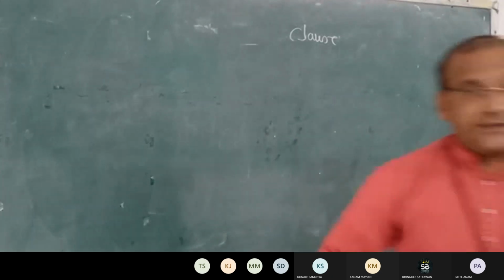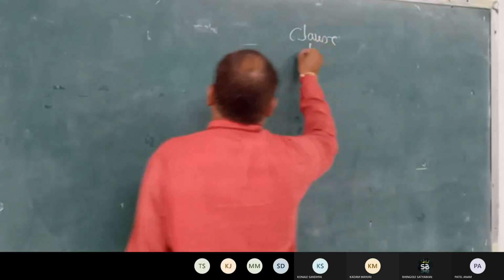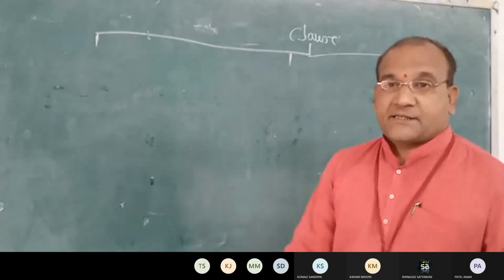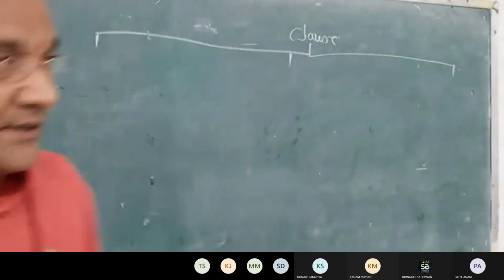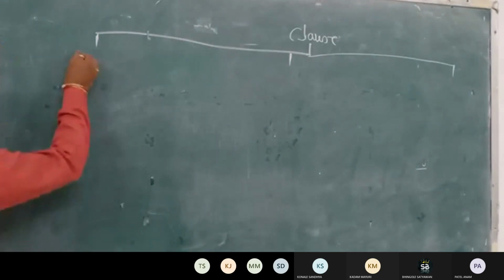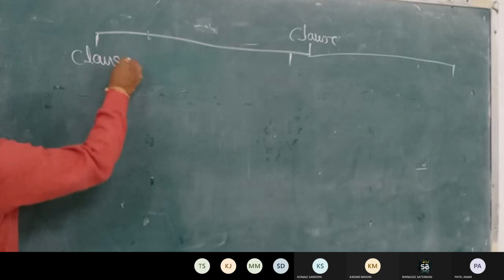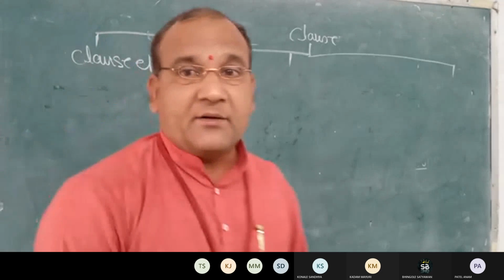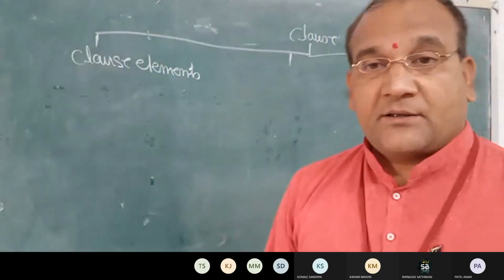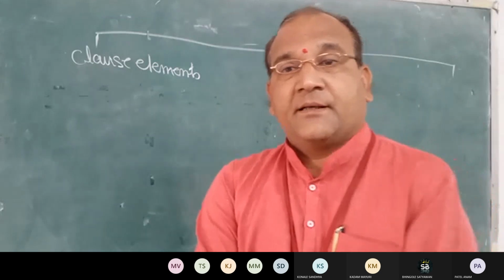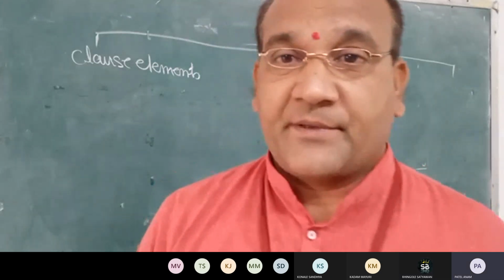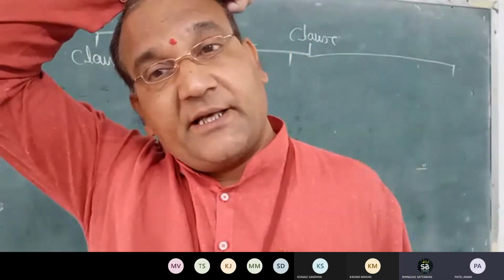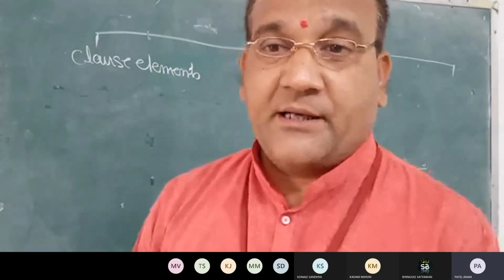We can study clause in three different ways. The first way is by clause elements. Now, what are the clause elements? Subject, verb, object, complement, adverbial: SVOCA.